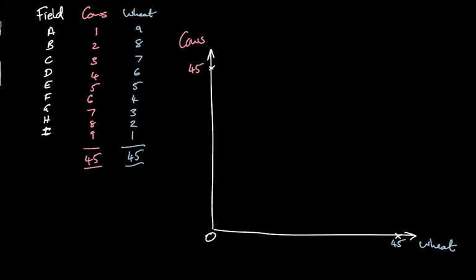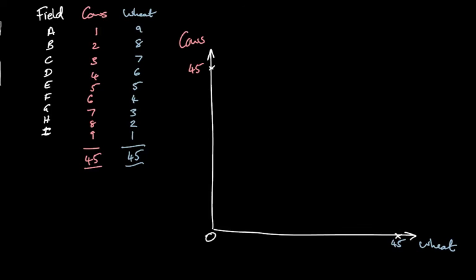Now, if you're being rational, the field that you would choose is field I. Let's think about why that might be. Well, if I switch field I from wheat to cows, I'm going to give up 1 unit of wheat, but I'm going to gain 9 cows. So the opportunity cost, which is the 1 unit of wheat that I give up, is the smallest of any of the other fields. So that's the one that it makes most sense to give up.